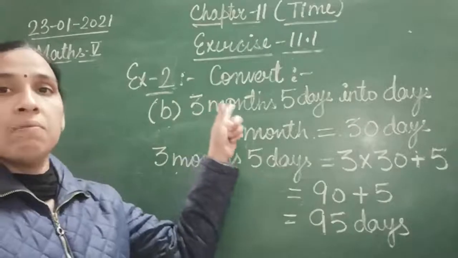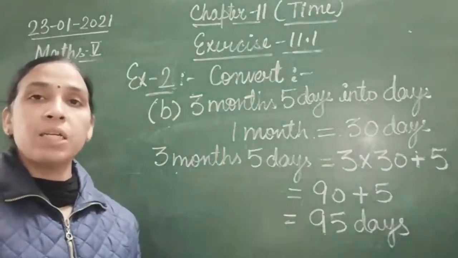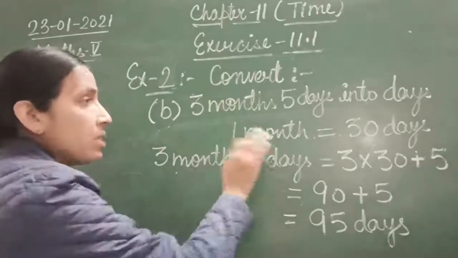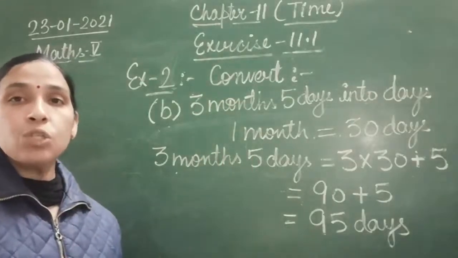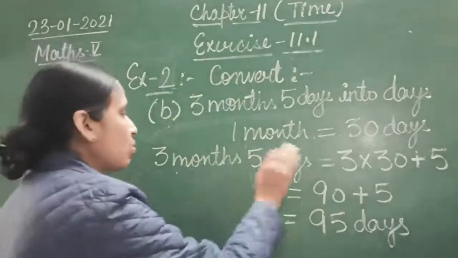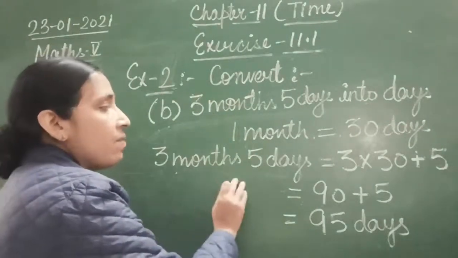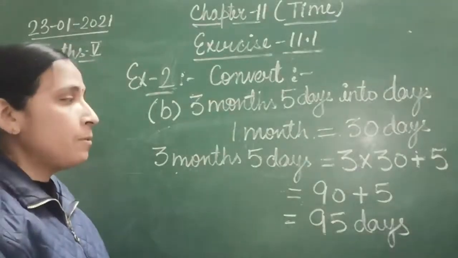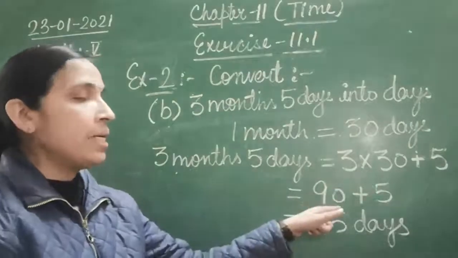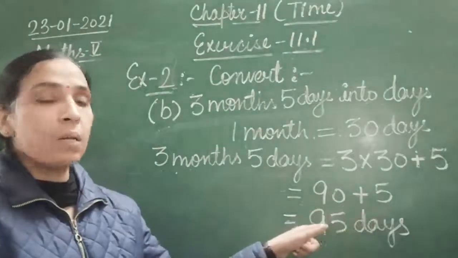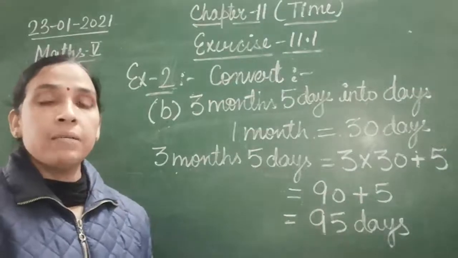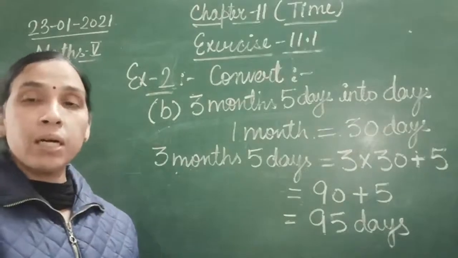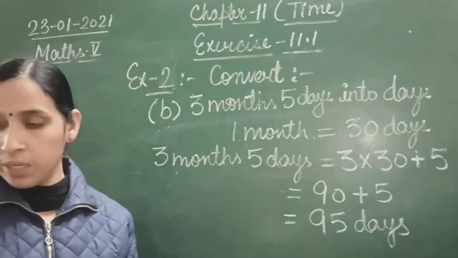3 months 5 days is supposed to be converted into days. What is the relation between these two? We know that 1 month is equal to 30 days. So that relation only we have taken. 3 months 5 days is equal to 3 multiplied by 30 plus 5. 3 threes are 9, 90 plus 5. The total will be 95 days. So this is again a question of coming from a higher unit into a lower unit.